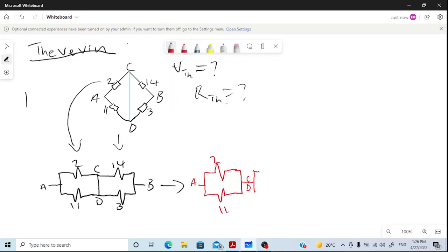Then we have our 14 ohm resistor. Then here we are going to have our point B. Okay, so I think now you can clearly see that 2 is in parallel with 11, and 14 is in parallel with 3.